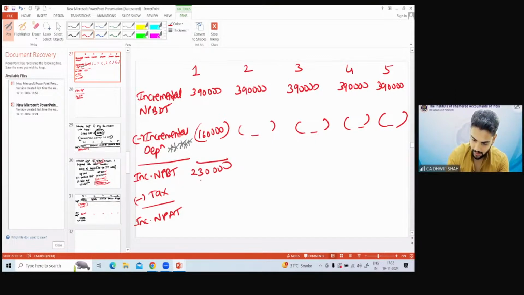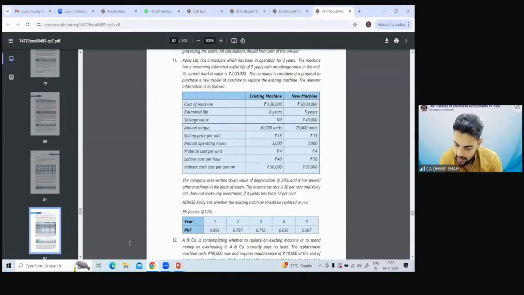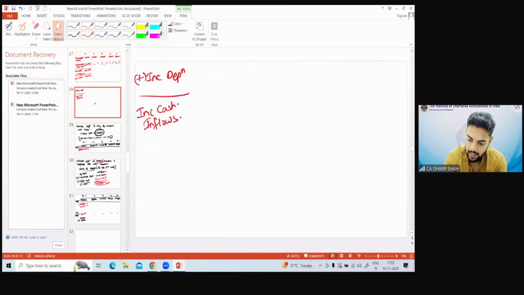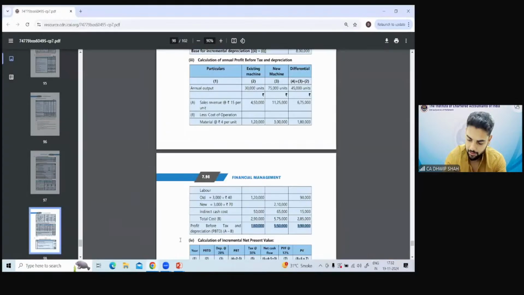230. Tax rate is how much? Tax rate is 30%, at 0.3. So can I say my incremental NPAT would be 161. We would add incremental depreciation, which is 160. So my incremental cash inflows would be 3,21,000 for year 1. Hope everyone followed this.